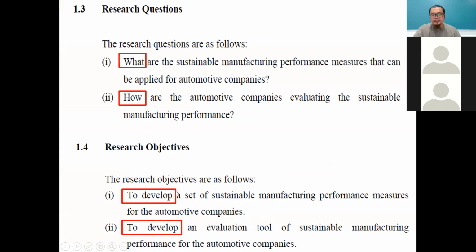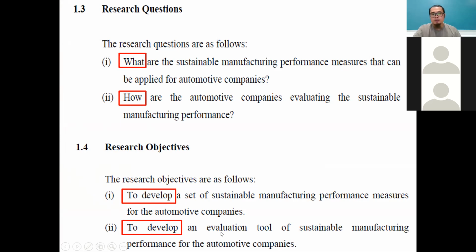From these two objectives, number one: because you want to develop a set of sustainable manufacturing performance measures, what are the measures that can be applied? Then your objective number one and research question number one, we can call that alignment. First thing first, I can get the answer: what are the sustainable performance measures that can be applied? So objective and research question number one are aligned.